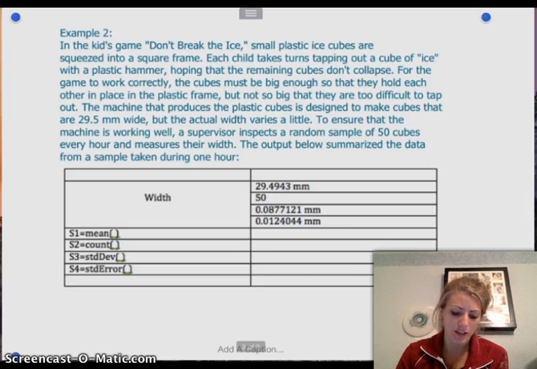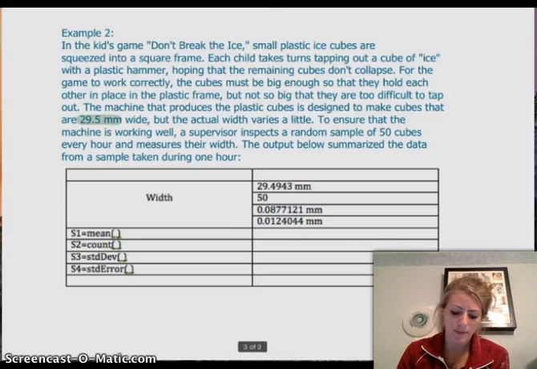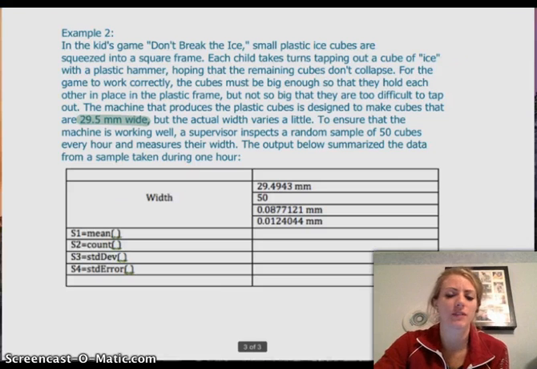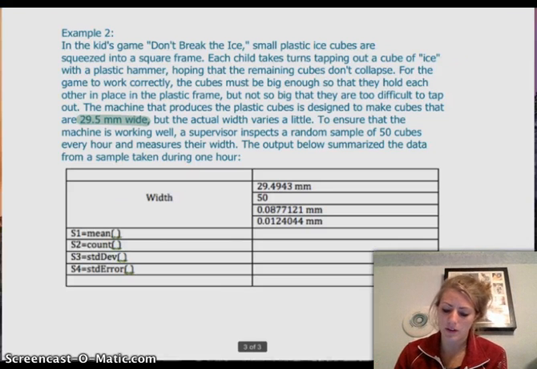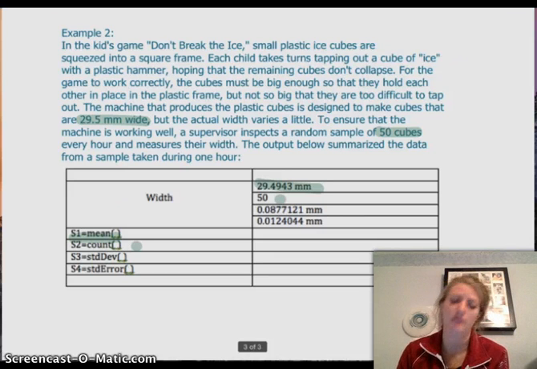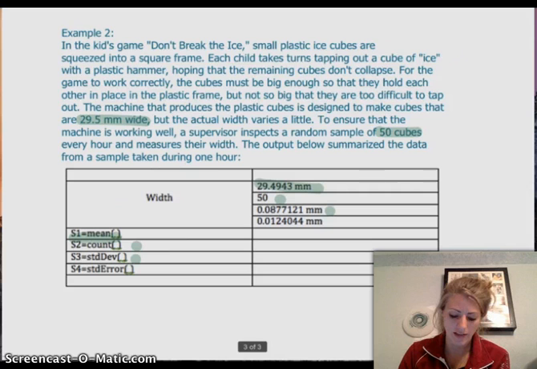All right, so for example 2, we are talking about widths of little plastic cubes, and the claim is that they're 29.5 millimeters wide, but the actual width varies a little bit. And so basically what they wanted to figure out is with this sample of 50 cubes, which has a mean of 29.5 millimeters, a count of 50, so that means there's 50 samples, standard deviation 0.087, standard error 0.0124.